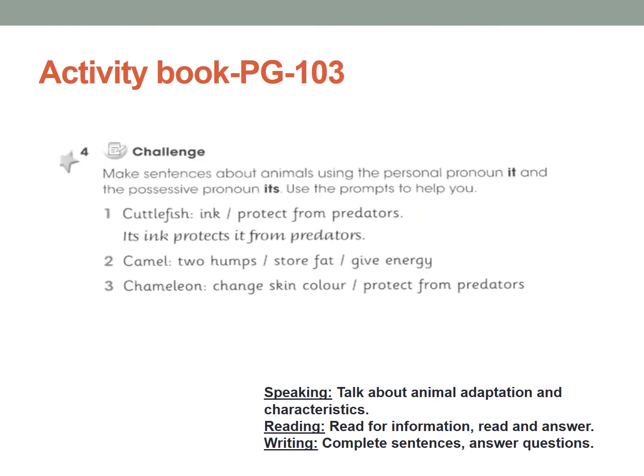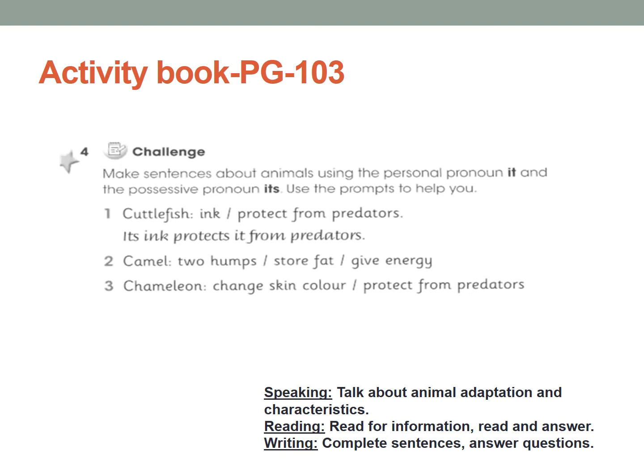Now again, activity book, page number 103. Challenge. Make sentences about animals using the personal pronoun "it" and possessive pronoun "its". Use the prompts to help you. So now you're going to make the sentences, using "it" and "its". You have answers here already. One, cuttlefish ink protect from predator. Its ink protects it from predator.